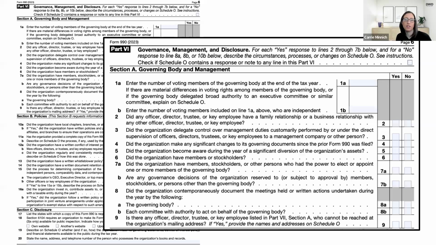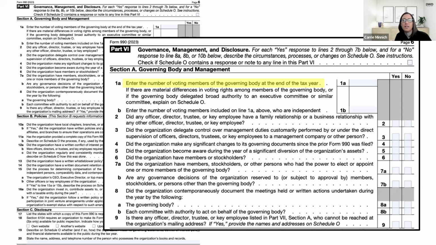Okay, moving on to page 6. This is the governance management issue. This is really the crown jewel of the 990 is what the IRS refers to this section as. When the 990 was redesigned, it's been several years now, but this was the part that was added, and this was the part that they really focused on.